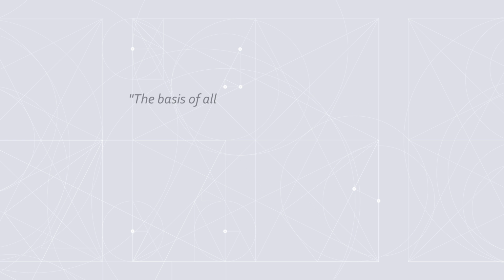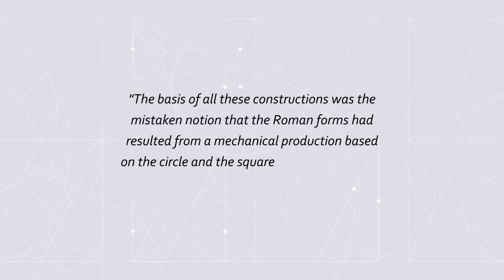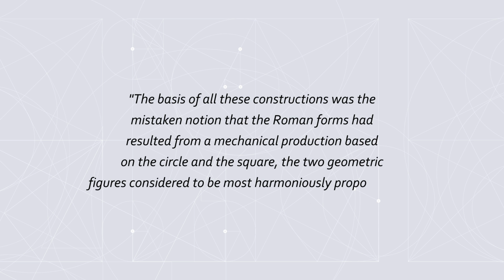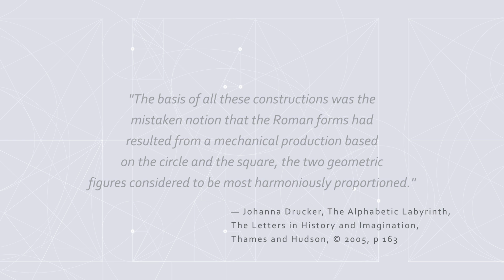"The basis of all of these constructions was the mistaken notion that the Roman forms had resulted from a mechanical production based on the circle and the square, the two geometric figures considered to be most harmoniously proportioned." Johanna Drucker, The Alphabetic Labyrinth: The Letters in History and Imagination. That's a fabulous book. I would recommend it to anyone.